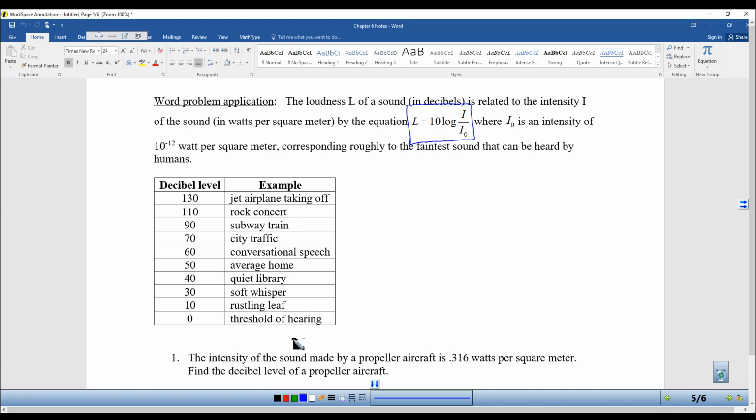So this is a pretty cool chart here. It tells you different decibel levels. So the threshold of hearing is where they start at 0. And then you've got your soft whisper, quiet library, conversational speech, loud city traffic, now a subway train, a rock concert, and finally a jet airplane taking off is 130. So that gives you some concept of, if somebody says, oh, it's 50 decibels, you can say, well, that's just an average home, where 100 decibels would be really loud.